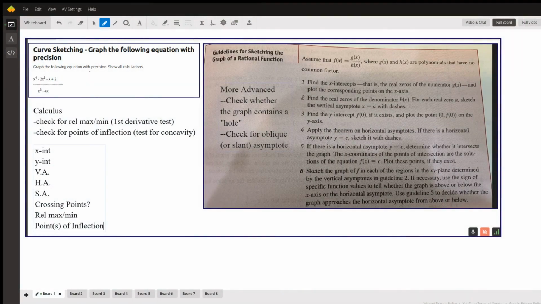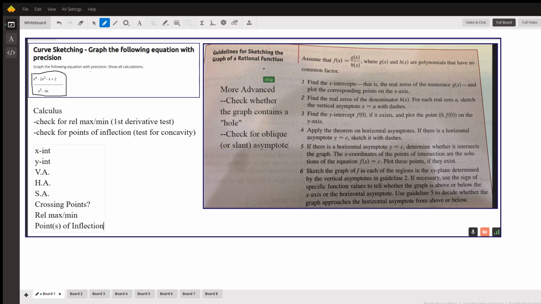Okay, this post was made over 8 years ago, but I had a student who asked me if I could help her with it. So here we go. Here's the function. It's a rational function, a polynomial divided by another polynomial.